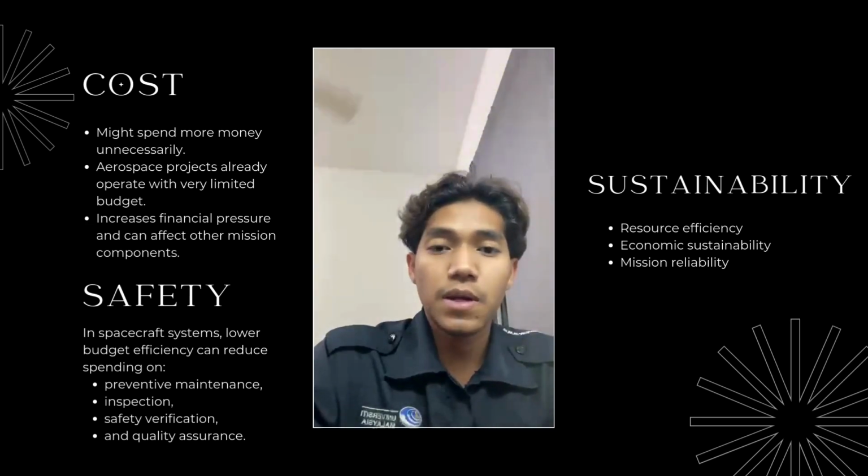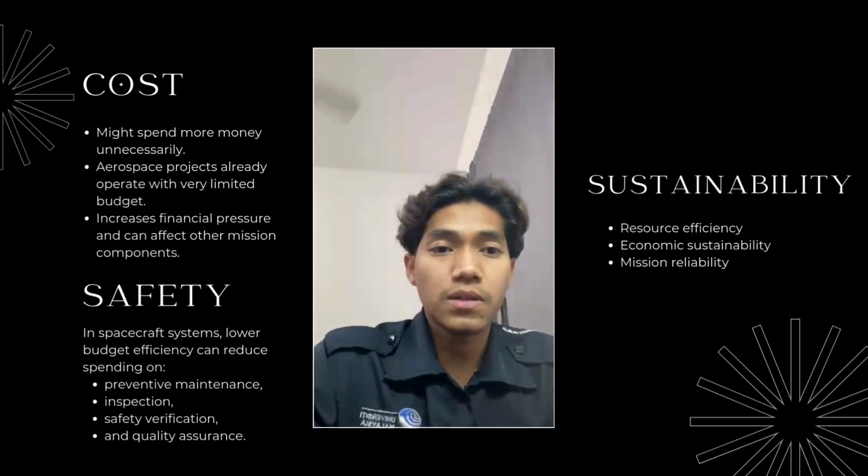If too much money is spent on one material, it can reduce the budget available for other important spacecraft systems such as propulsion, communication, or structural components. This can cause financial pressure on the project and may even lead to project delays or design compromises.